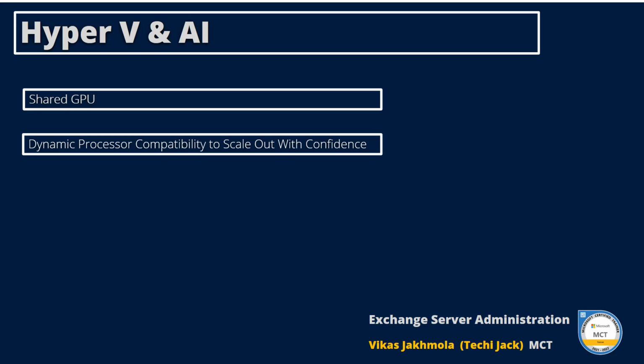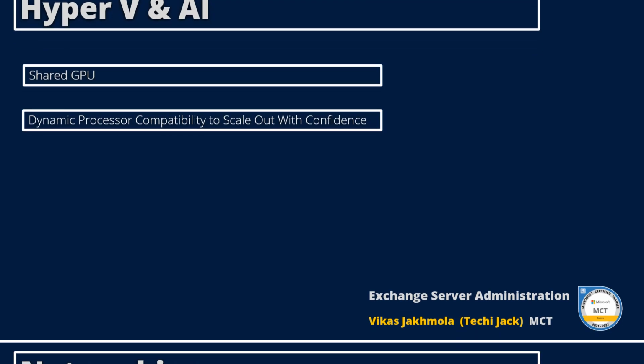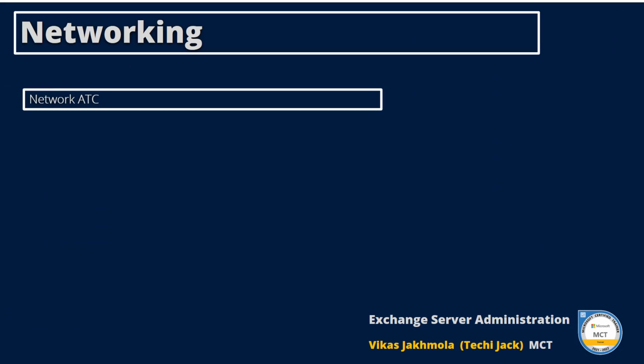Next, we have dynamic processor compatibility to scale out with confidence. Now you can use the dynamic processor compatibility in a better way to scale out with confidence. Means you can use different CPU versions to scale out your server. And in the networking part, you have Network ATC. It is a one-click deployment. You can configure your network in one click.